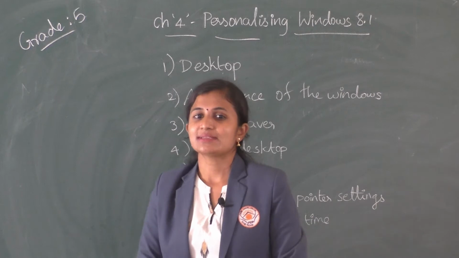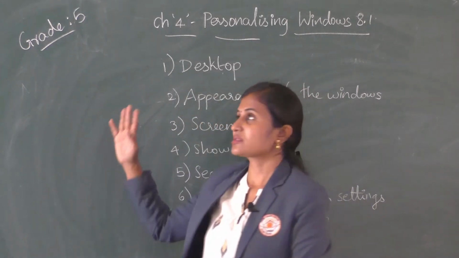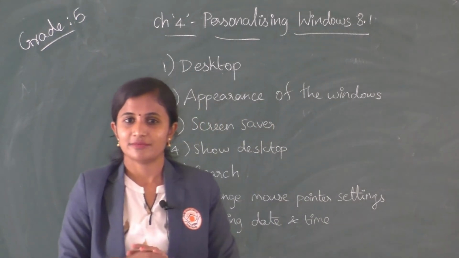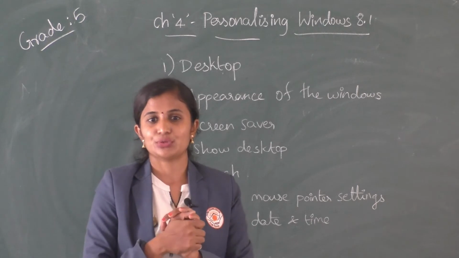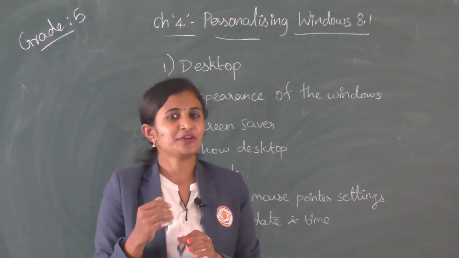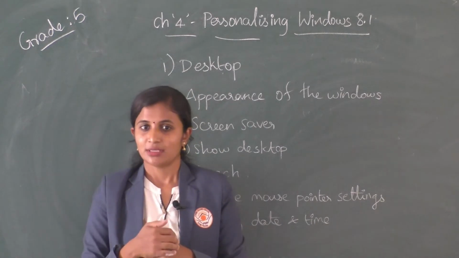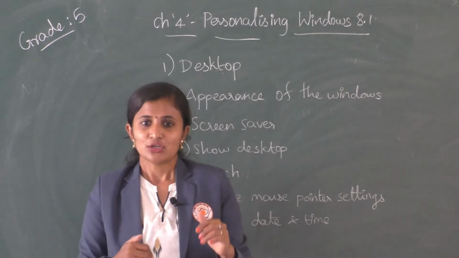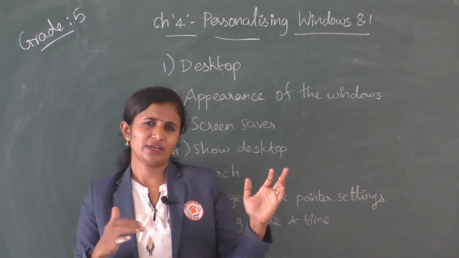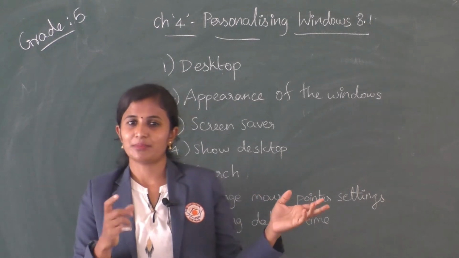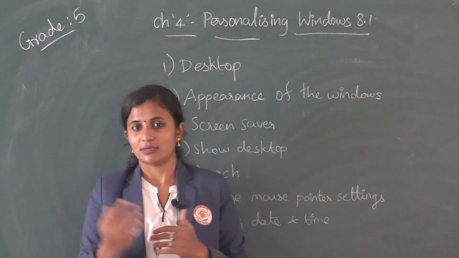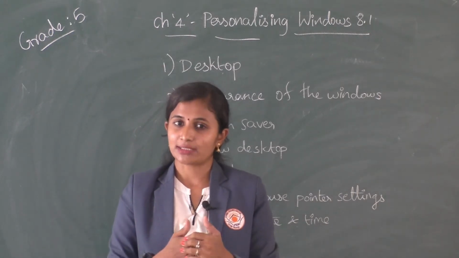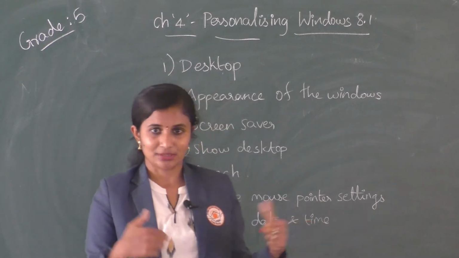Today we are going to see the summary of the fourth chapter, that is personalizing Windows 8.1. First, we need to check which Windows we have installed in our computer. Everyone will be installing Windows 7 or Windows 8. After installing, we need to use it, right? So how are we going to use it? We need to change some desktop appearance, or we can change the date and time, or we can set the mouse pointers differently, like that. We had an interactive session and conducted many practical classes regarding this chapter.